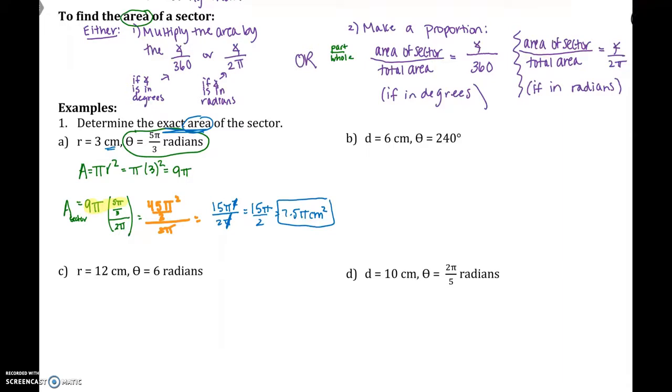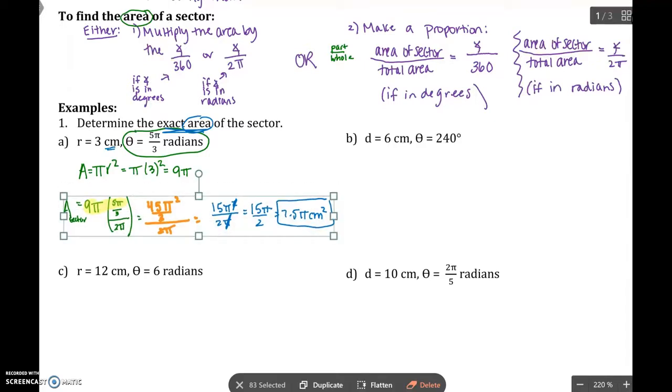Version 2 is to take this and create a proportion. So if you're going to do version 2, just move this up a little bit.